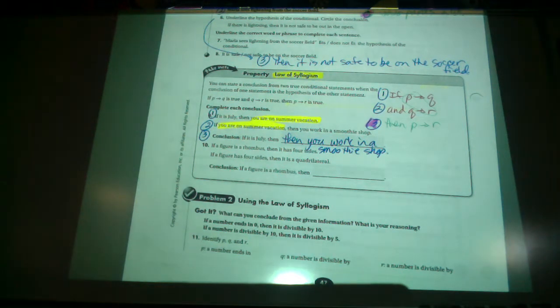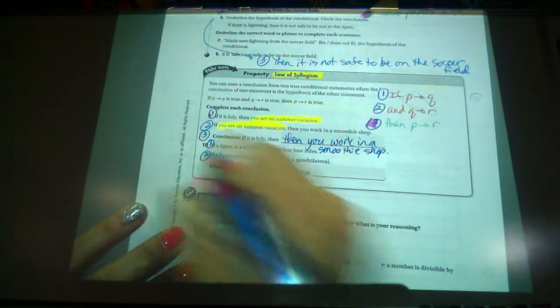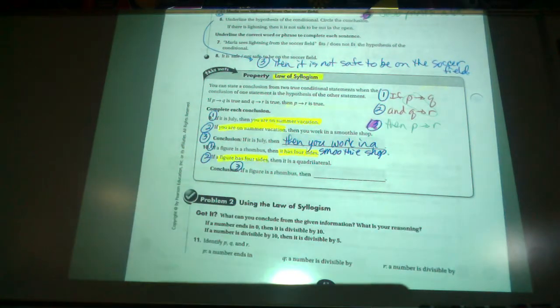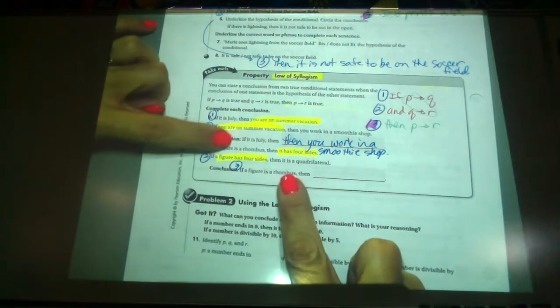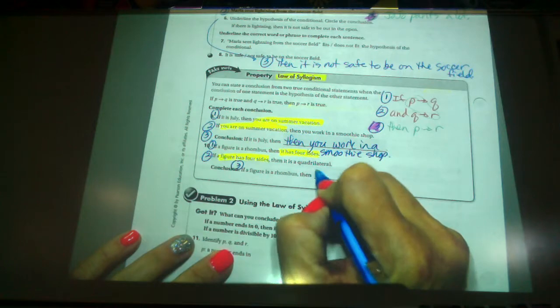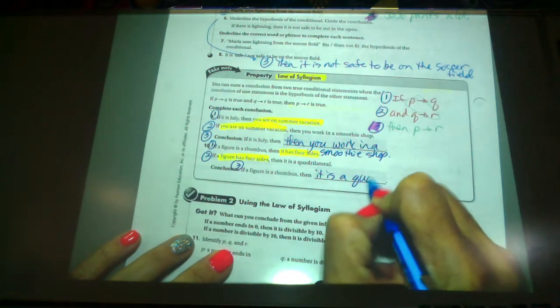Number 10. If a figure is a rhombus, then it has 4 sides. If a figure has 4 sides, then it is a quadrilateral. Statement number 1, statement number 2. You are coming up with statement number 3. They've started it for you. It has 4 sides. So you should be putting the other two together. So if a figure is a rhombus, then it is a quadrilateral.